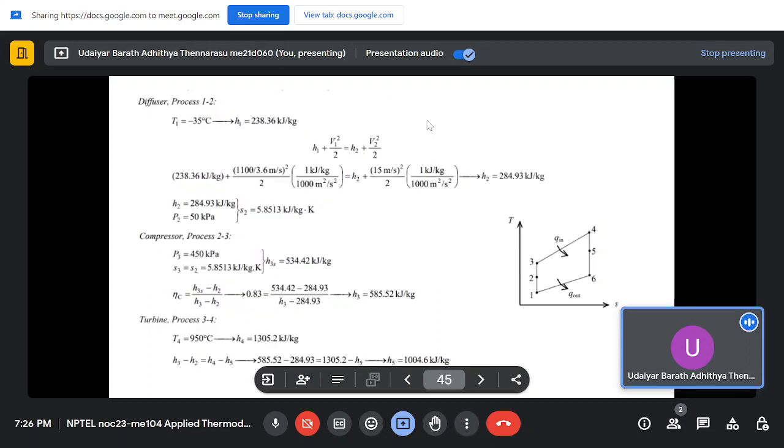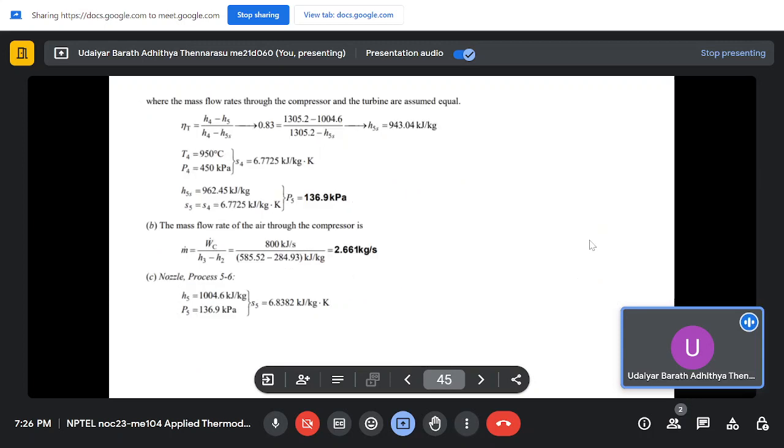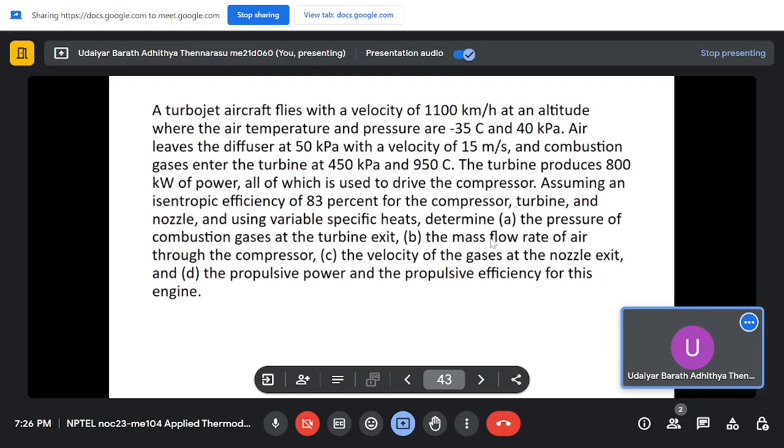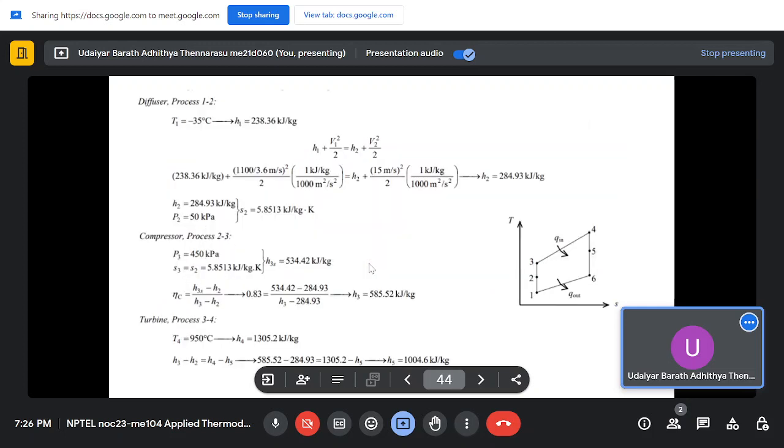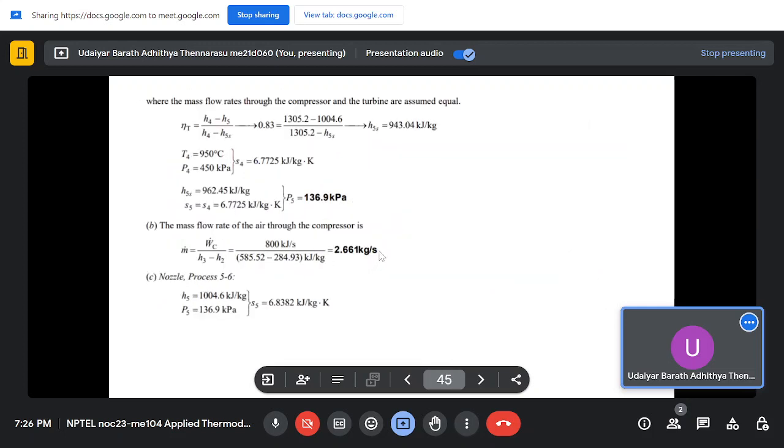So now we know states 4 and 5. To find out the pressure at state 5, similarly we use the turbine efficiency to find out the isentropic enthalpy change to state 5. So the enthalpy at state 5, if you expand it isentropically in the turbine, will come out to be 943.04 kilojoule per kg.